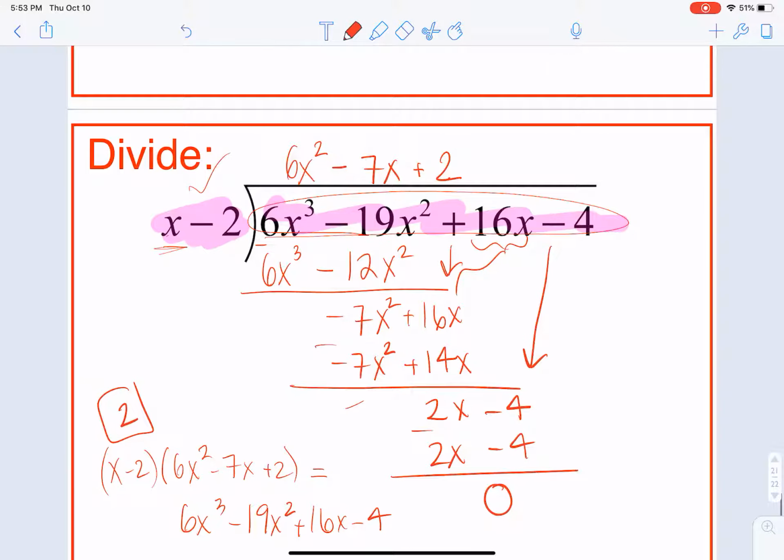So that is all for our examples for dividing polynomials using long division. We'll cover synthetic division in the next lesson, but you do have a few problems to work on for homework, and the homework is a sheet that you can work on, and it's linked in Canvas.